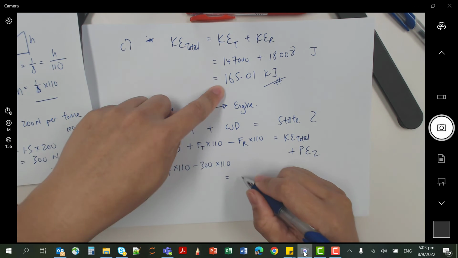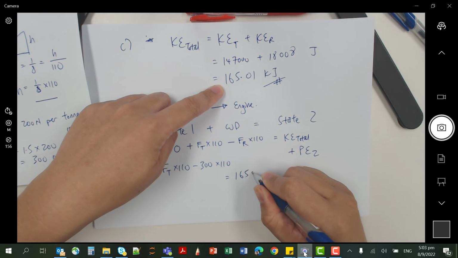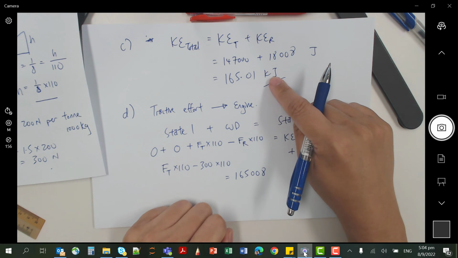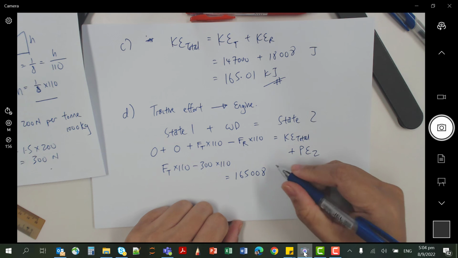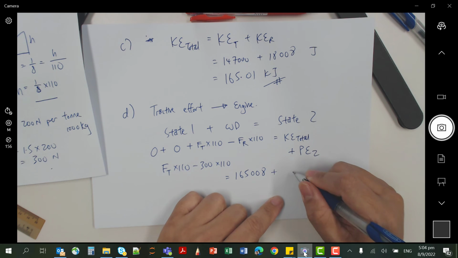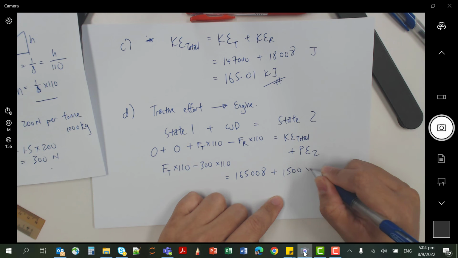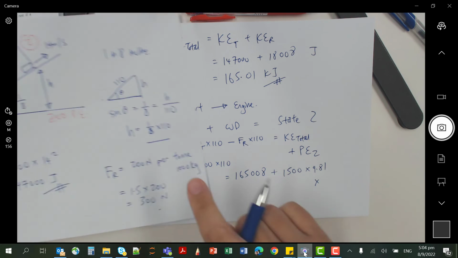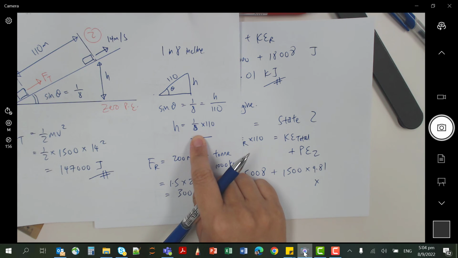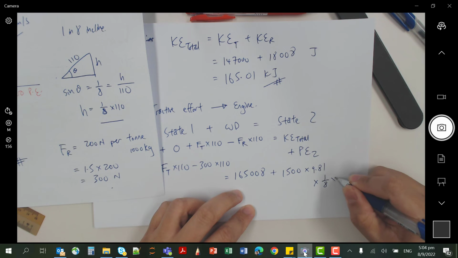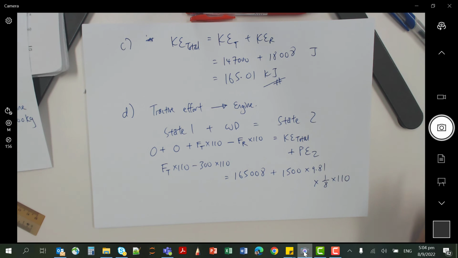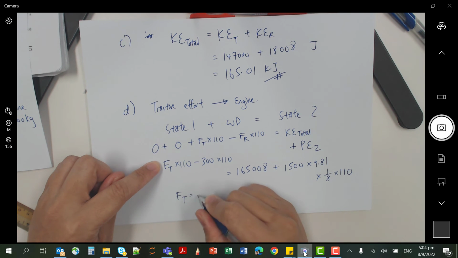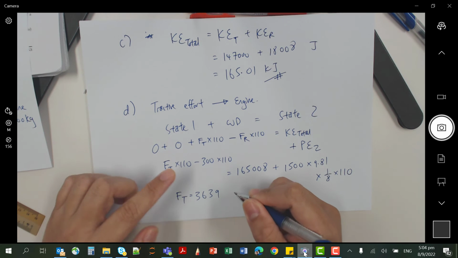equals 165008. This one is still in joules. Don't use kilojoule, this is not an SI unit. This is the SI unit. Plus the potential energy, mgh. The mass of the vehicle is 1500, g is 9.81, and h is 1/8 times 110. So here the only unknown is your engine force, and you will find Ft to be 3639 Newton.